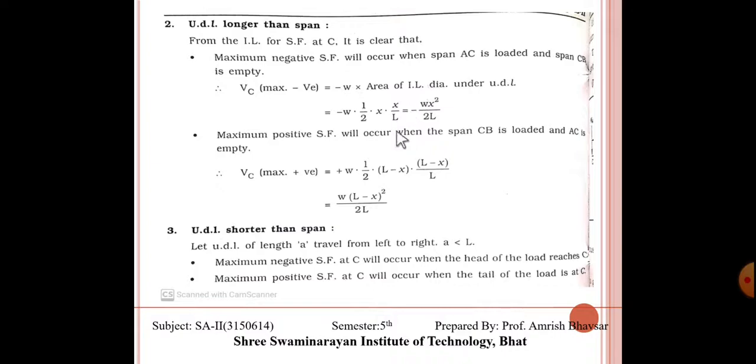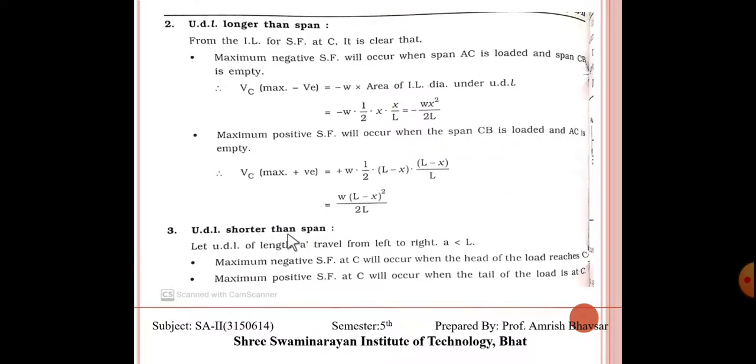So it is W x square upon 2L. And the maximum positive shear force will occur when the CB part is loaded, that is positive, and that is again W into 1 by 2 into L minus x into L minus x upon L. So it is W into L minus x whole square upon 2L. These two values give us the maximum shear force for the UDL cases.